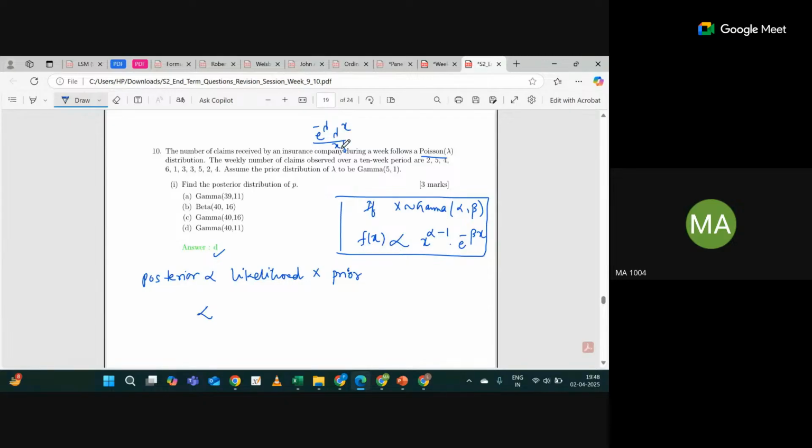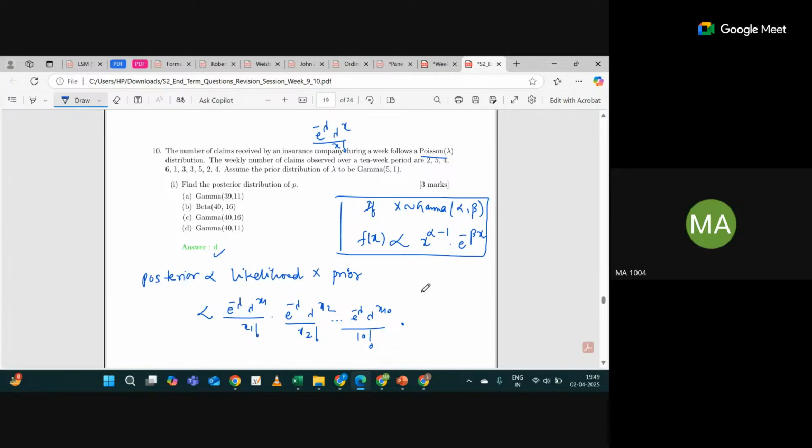So can I write e raised to the power minus lambda, lambda raised to the power x1 divided by x1 factorial, into e raised to the power minus lambda, lambda raised to the power x2 divided by x2 factorial? Let's do it in general for now. So how many times? 10 times, right? e raised to the power minus lambda, lambda raised to the power x10 divided by x10 factorial, because the data is about a 10-week period.